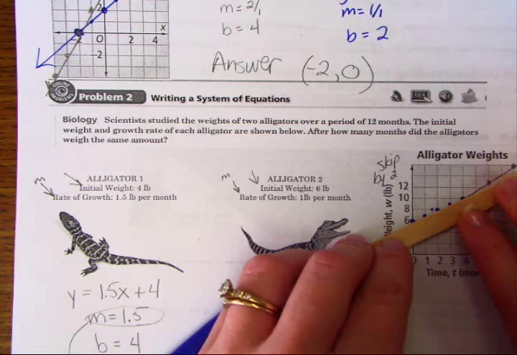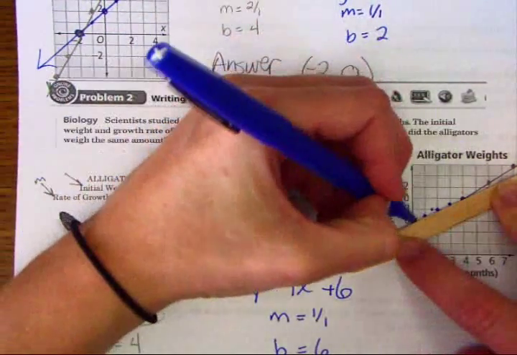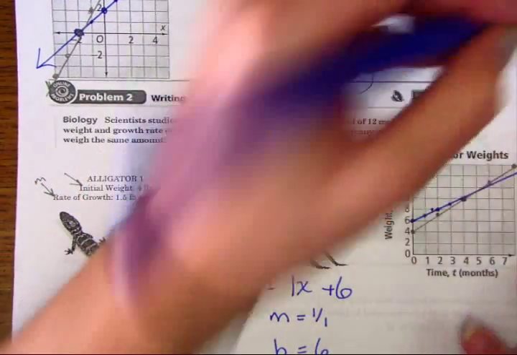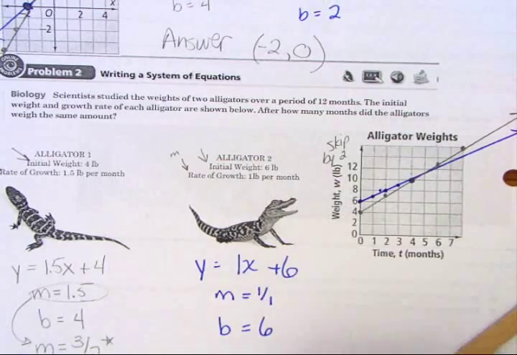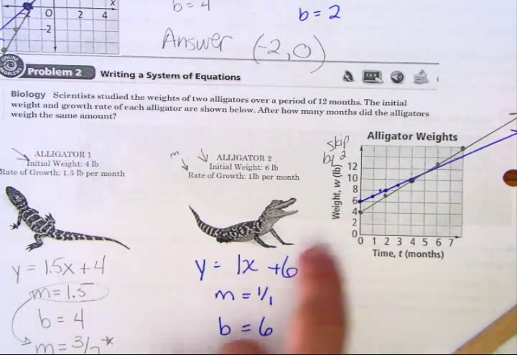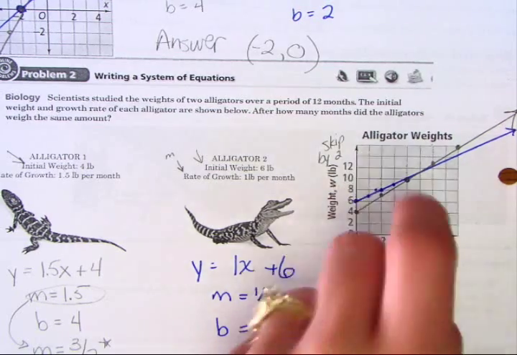Alright, ignore that little dot. I obviously made a mistake. That happens. Ready? So we can see that alligator number 2, while he does start bigger, he catches up pretty fast to alligator number 1. And he catches up at month 4 and at a weight of 10.